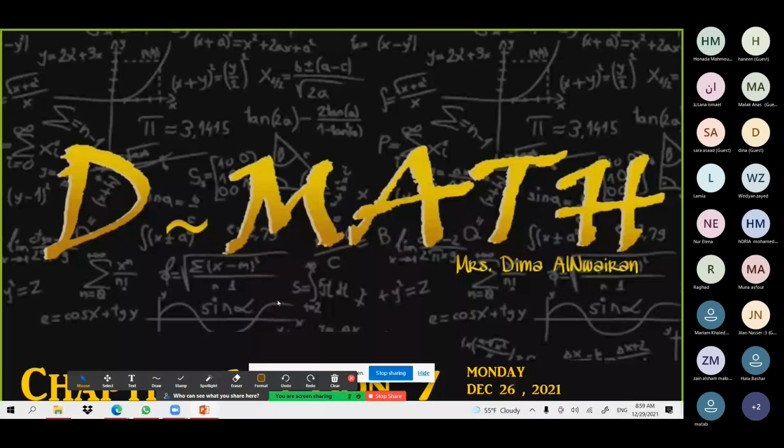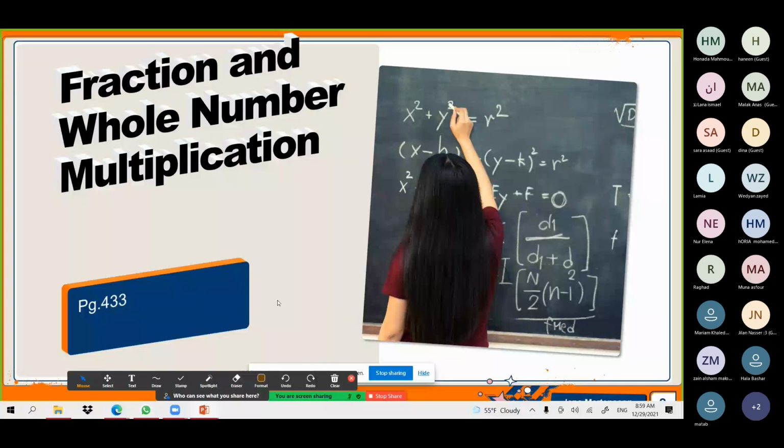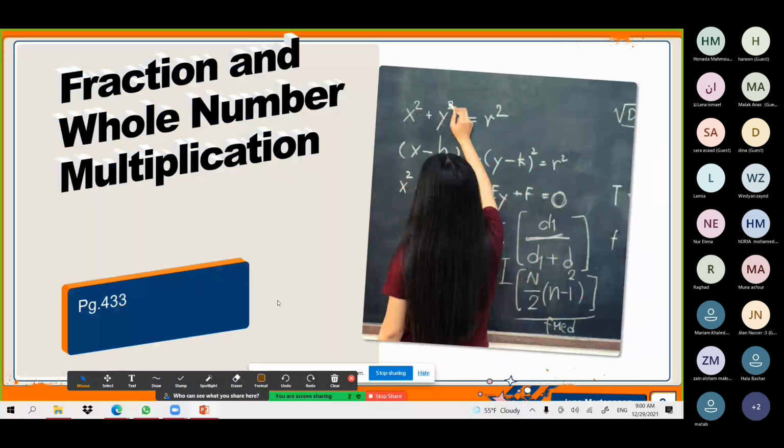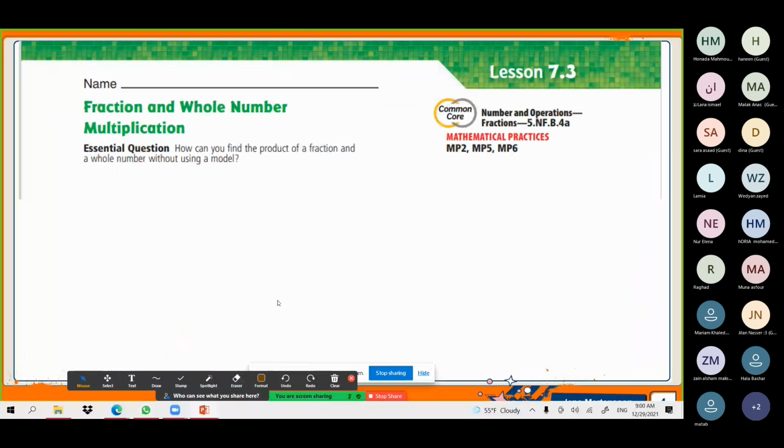Now, we start with our new chapter. We're talking about fraction and whole number multiplication. In the previous chapter, we had two fractions and we added them. Today, we have a fraction and a number and we're going to multiply them. So what do we have to do if we have fraction and whole number multiplication?